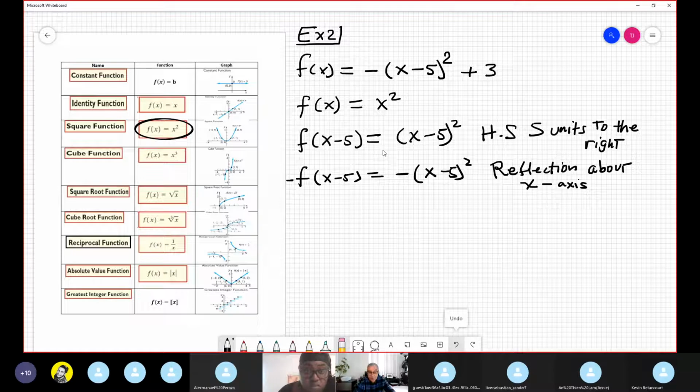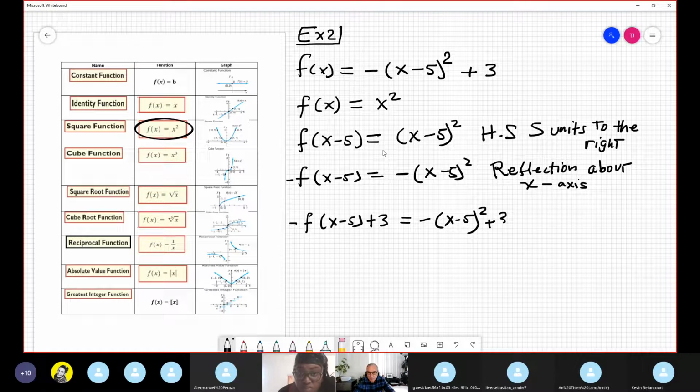Okay. And finally, addition of 3 outside. Okay, this is obviously a vertical shift, 3 units up. Okay, this is the idea. So let's do it one by one, step by step. Well, I propose you doing the decimals. Okay, but this is the analysis.